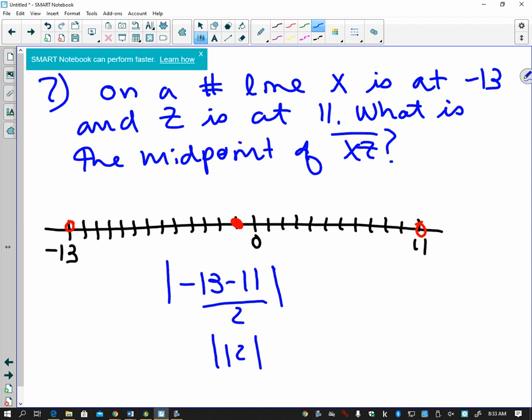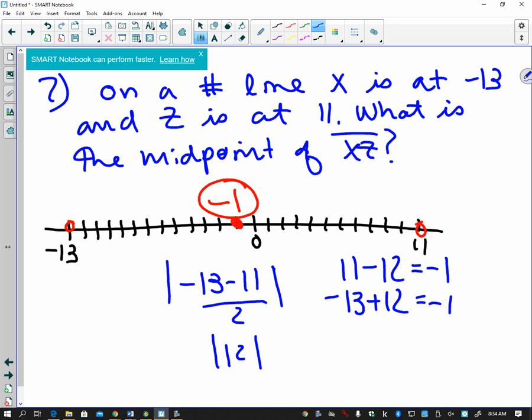Does that make sense? So we can test it through the number line and see where it's going to be, just kind of common sense wise, to test our math. So here we're doing 11 minus 12 equals negative 1, or negative 13 plus 12 equals negative 1. Negative 1 is my answer.